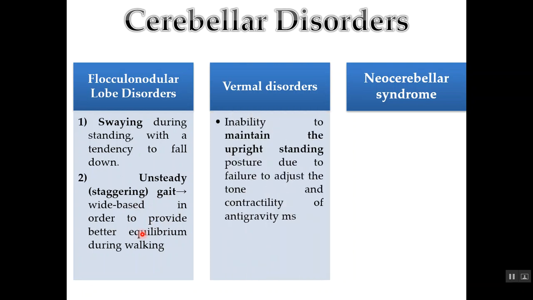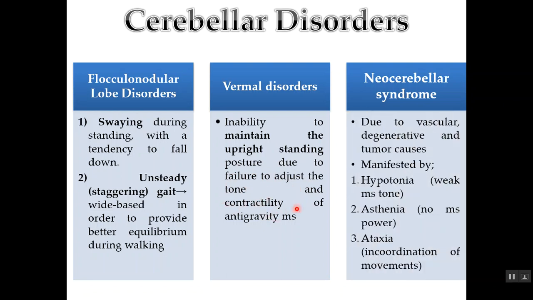Regarding the vermal disorders, these patients have inability to maintain the upright position or upright standing. Due to what? Due to failure of adjusting the tone and the contractility of the anti-gravity muscles.